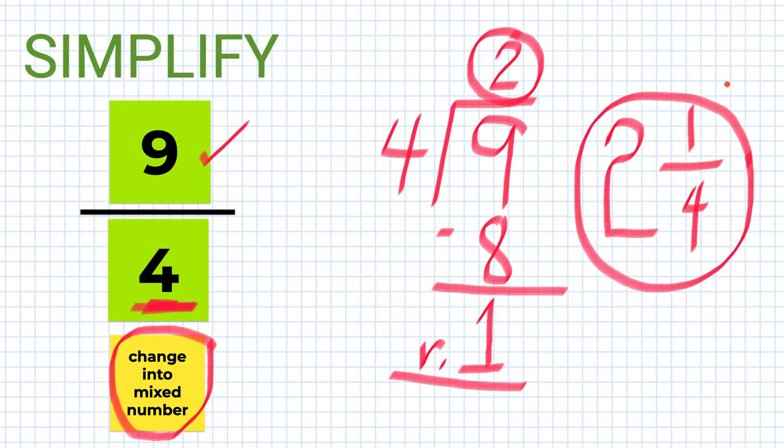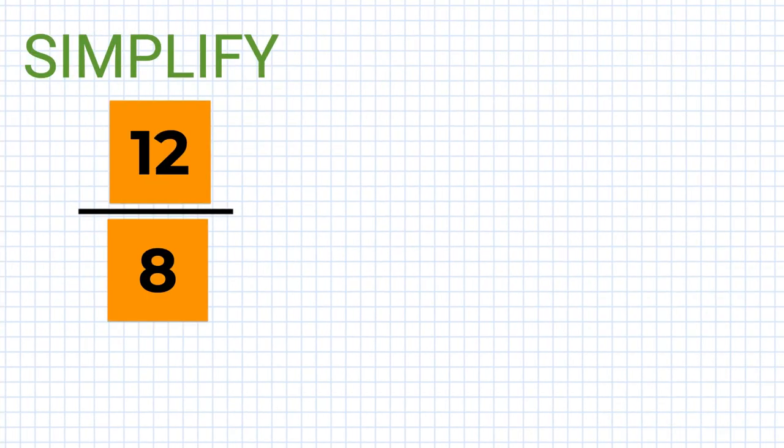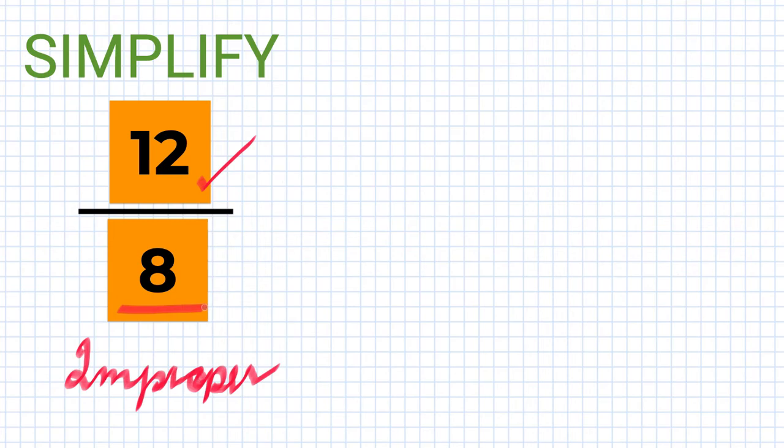Okay, let's try another example. 12 over 8. What kind of fraction is this? Very good. Improper. Okay, let me write first. Improper. Why did we say that this fraction here is improper? Simply because the numerator is greater than the denominator. So therefore, we need to change this one into a mixed number.